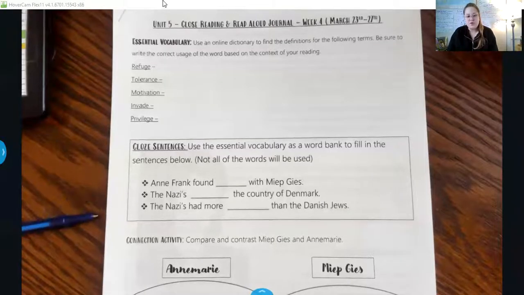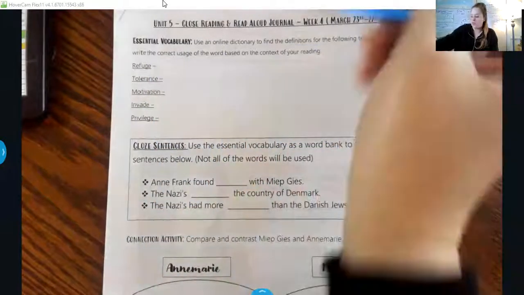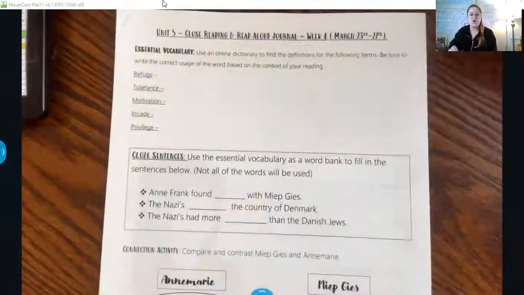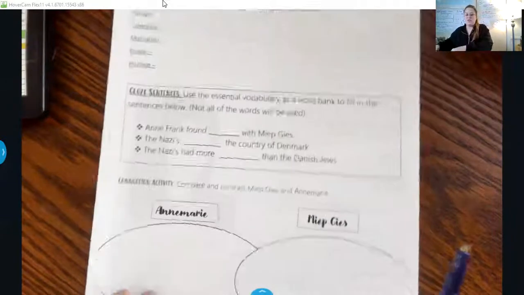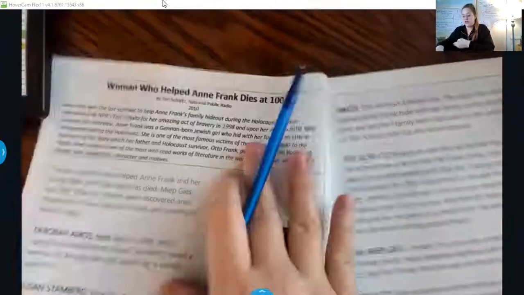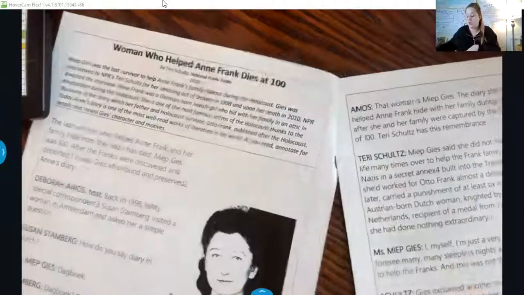Good morning, fourth graders. Today we are going to be looking at our close read text. We are going to be in this packet right here. It says week 4. The dates are wrong, so you can cross those out. But it's unit 5, week 4. We're going to be flipping over to the text, Woman Who Helped Anne Frank Dies at 100. So we're going to be looking at this text today.